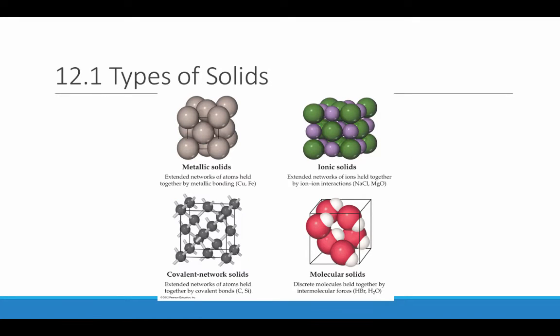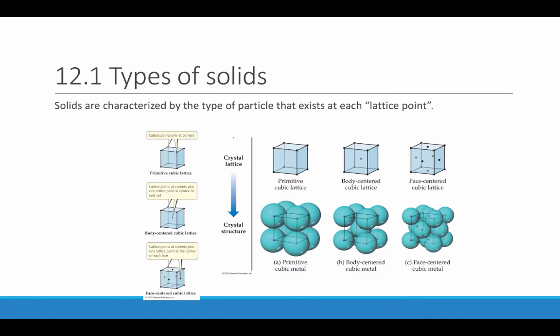We're going to look at four major types of crystalline solids: metallic, ionic, covalent network, and molecular. Solids are characterized by the types of particles that exist at each lattice point. A lattice consists of a repeating cube. Each lattice point occurs at the corners of the cube, and in some cases at the center of the cube or in the middle of each face of the cube. These are three of the most common types of lattices.